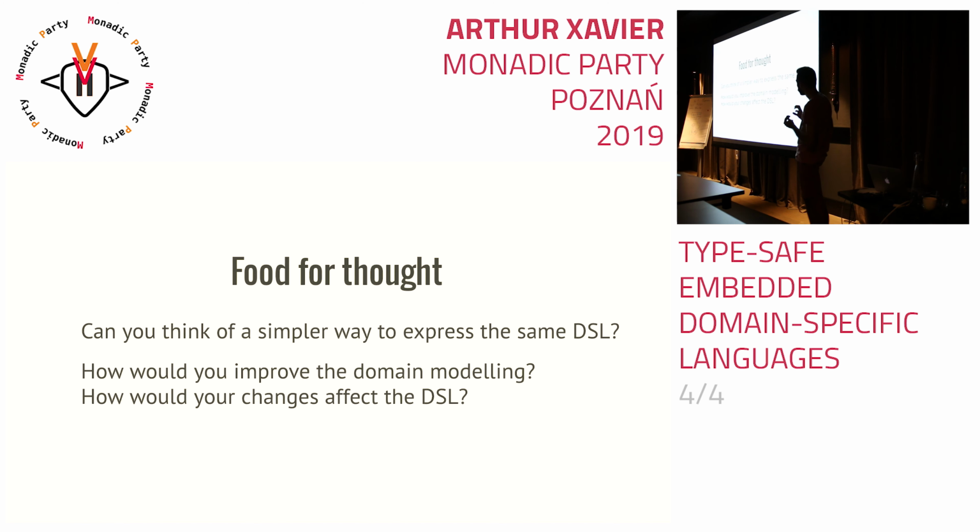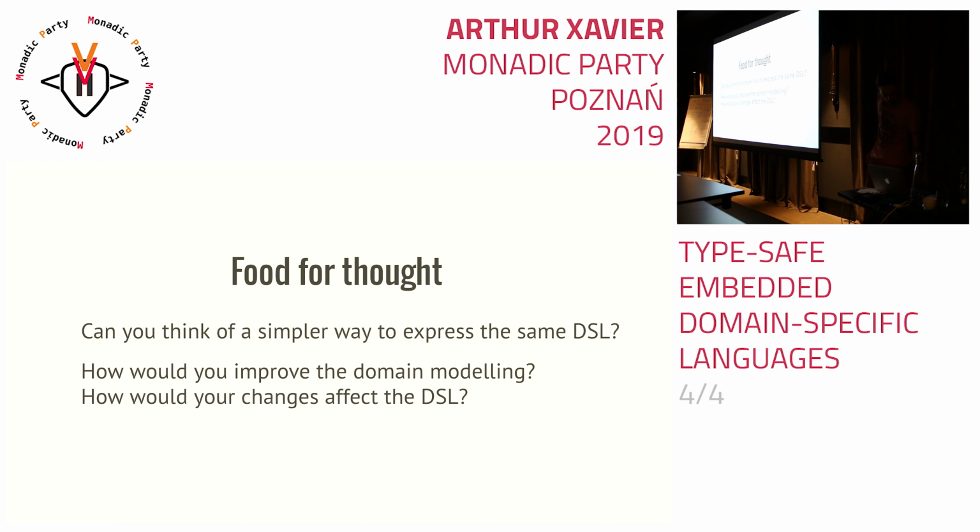And some other food for thought: can you think of a simpler way to express the same DSL with the same protocol? And how would you improve the domain modeling? Because we're talking about software engineering here, and it's often the case that we as developers must speak up and tell that something is wrong, that something could be done better. How exactly would you improve the domain modeling, and how exactly would that affect your DSL? Okay.